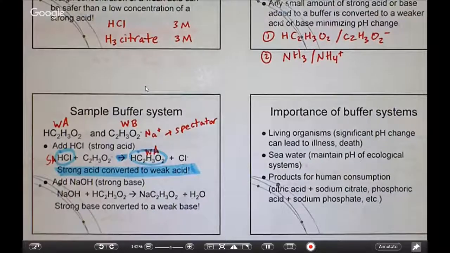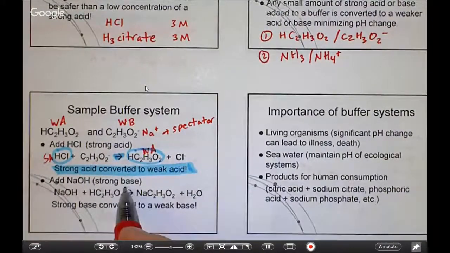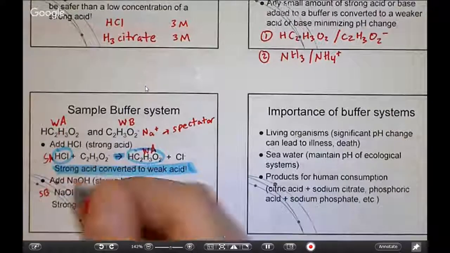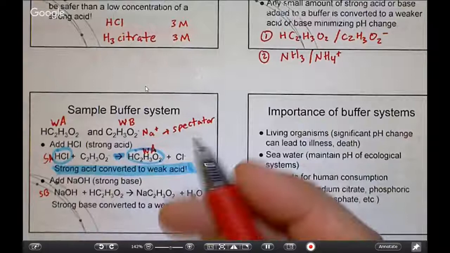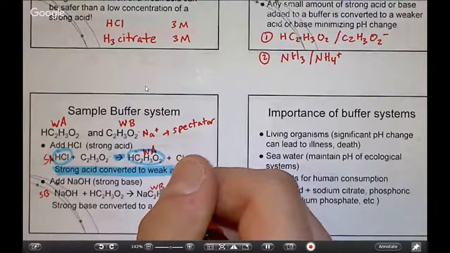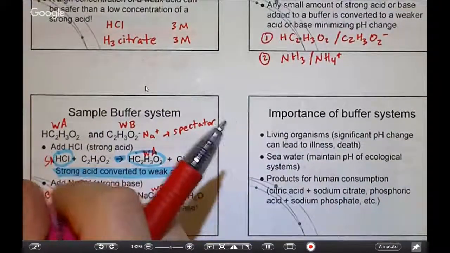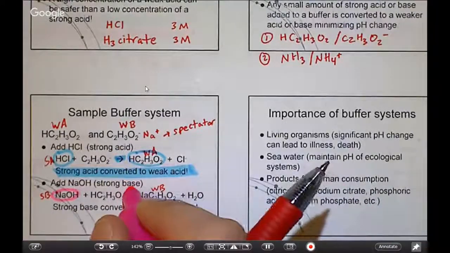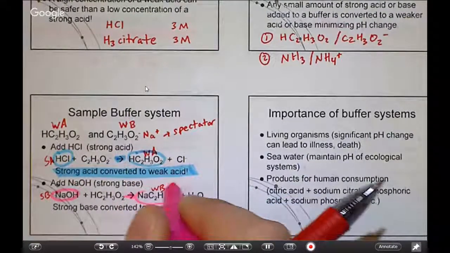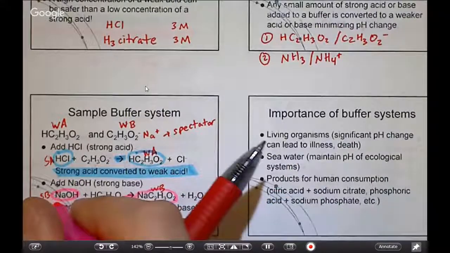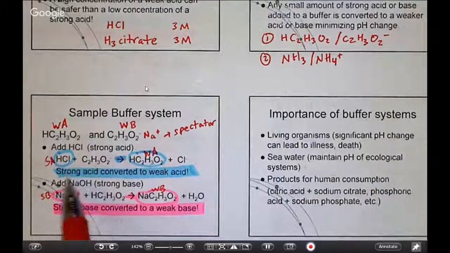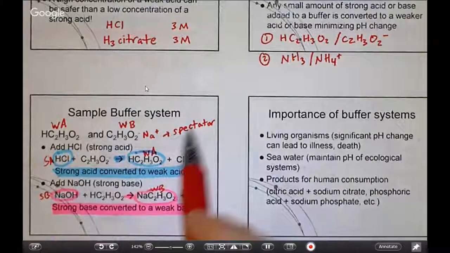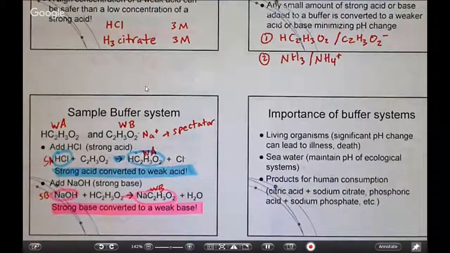On the flip side, if we use sodium hydroxide as a strong base, the strong base is going to combine with the weak acid, and it's going to make the sodium acetate, which is already in solution, as the weak base. So here we take sodium hydroxide, and it's going to be converted into the weak base sodium acetate. Okay, so that goes back to our definition of a buffer, where the strong is always converted to the weak. So strong acid to weak acid, or strong base to weak base.